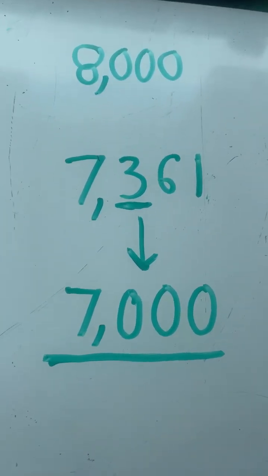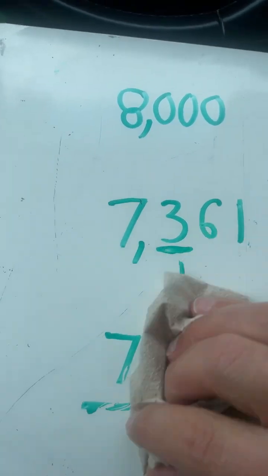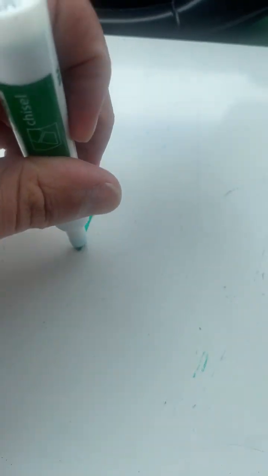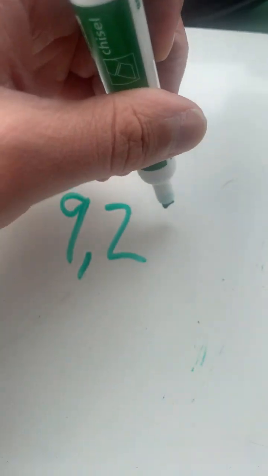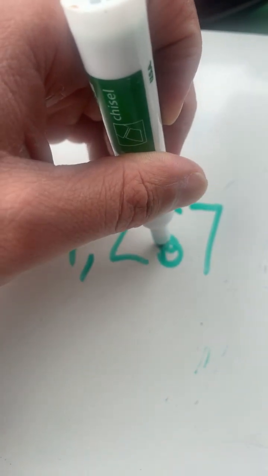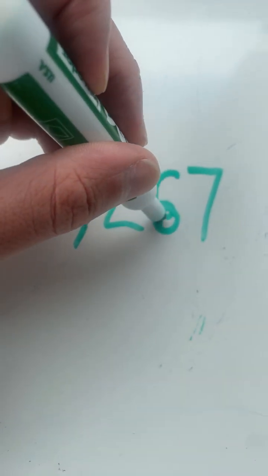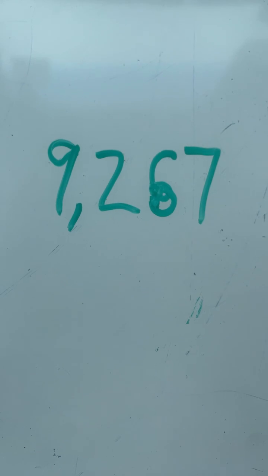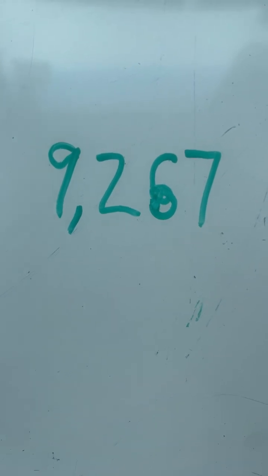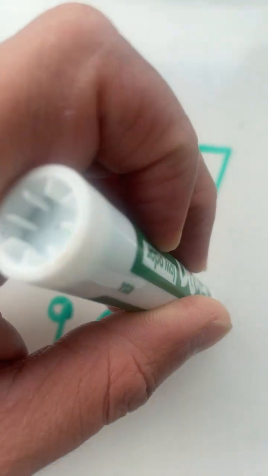I'm going to do a couple more examples. So 9,267. 9,267 is in between 9,000 and 10,000.